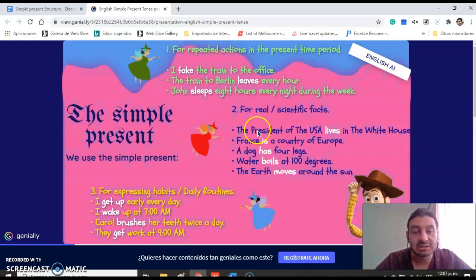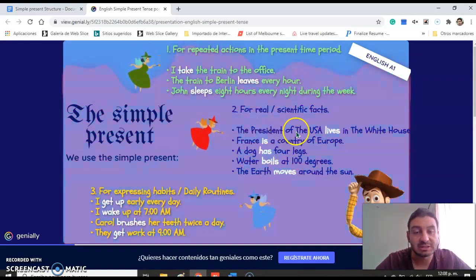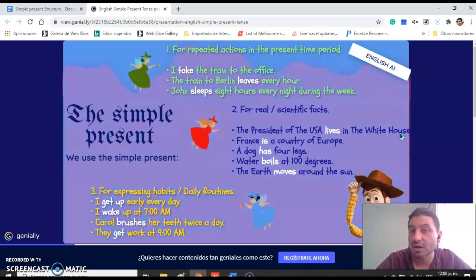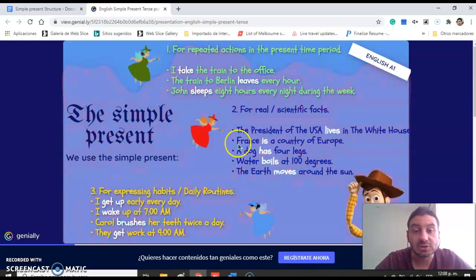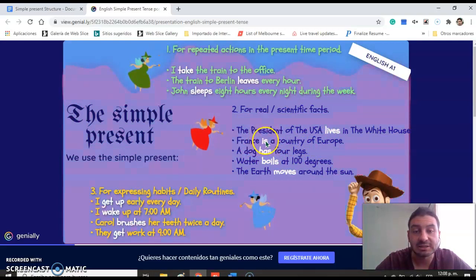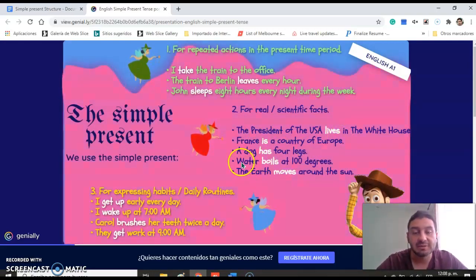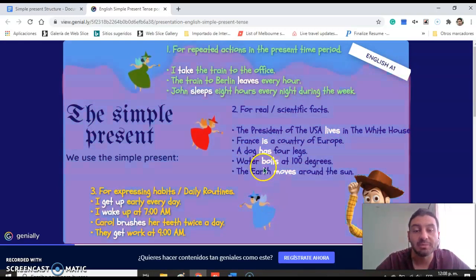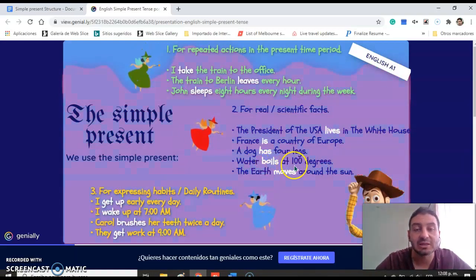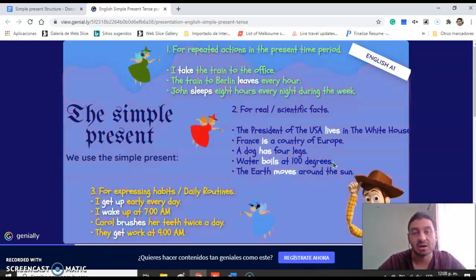So my friends, as you can see, the structure is very simple. The President of the USA is the subject, lives is the verb or the action, and in the White House is the complement. France is a country of Europe: France is the subject, is is the verb, and a country of Europe is the complement. Let's have a look at one more example. Water boils at 100 degrees. Water is the subject, boils is the action, and at 100 degrees is the complement.